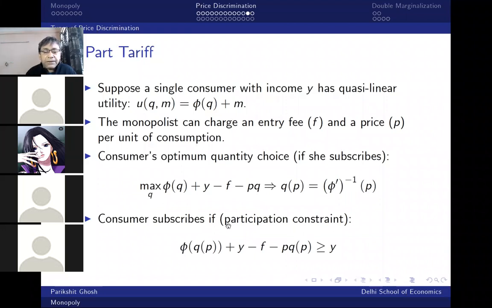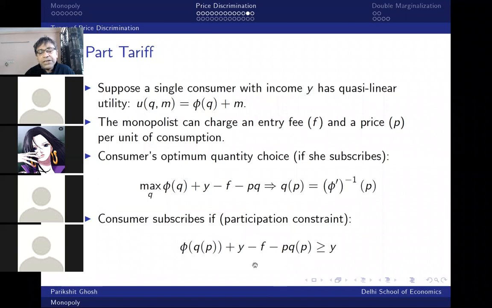Now, the other thing is what is sometimes called the participation constraint. You figure out for this consumer what is the optimum quantity. That's a function of P. You put it into the utility function. So what if the consumer takes this deal? This is his net utility, right? This is the utility from consumption. And Y minus the two kinds of charges that he has to pay, the fixed charge, entry fee, and the user charges, given the quantity he's choosing. So this is the money spent on everything else. This is M, the last part of it.